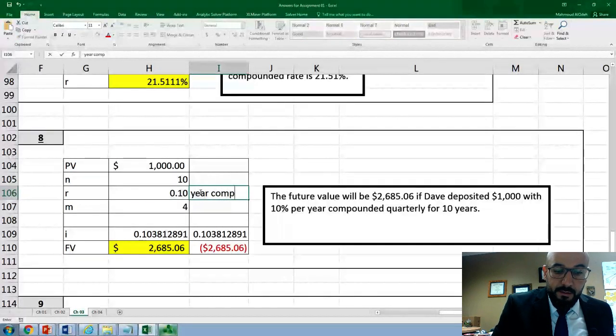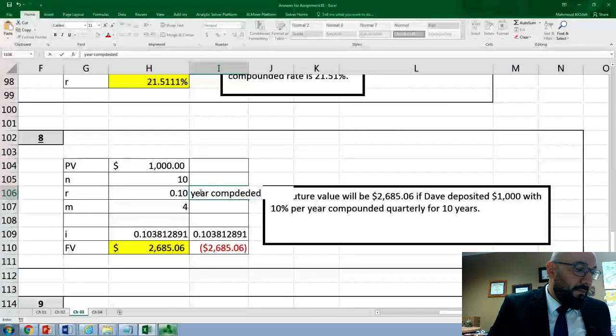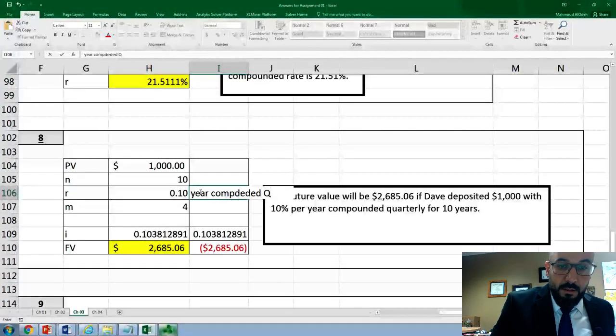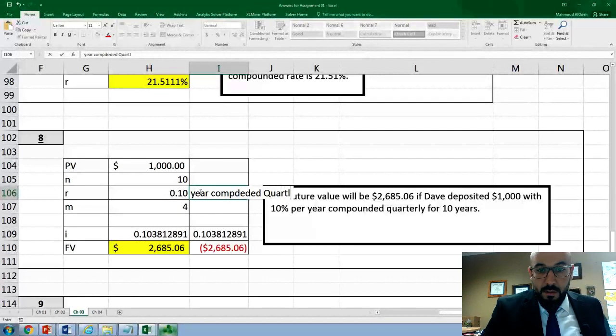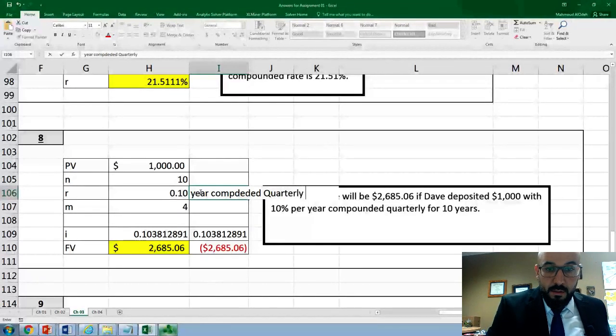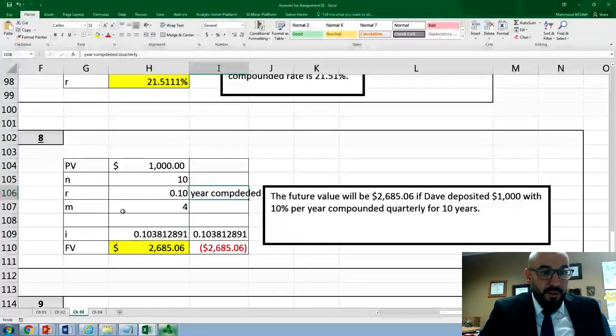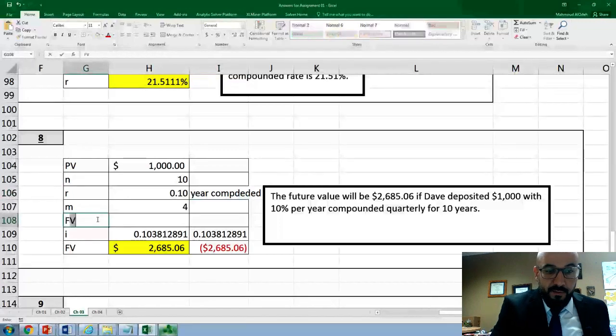compounded quarterly. So this is the nominal interest rate, and we're trying to find F.